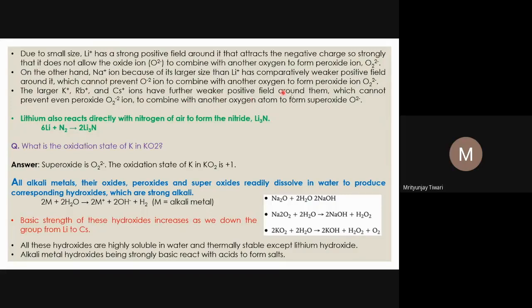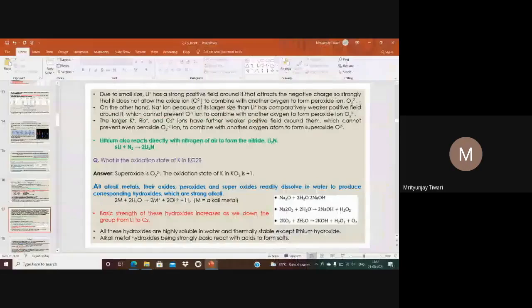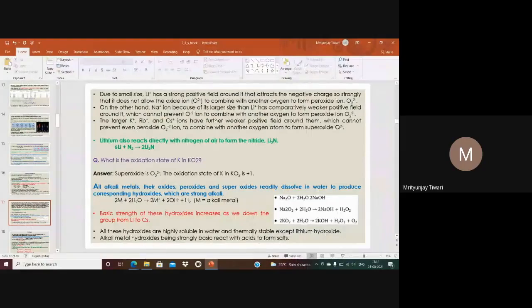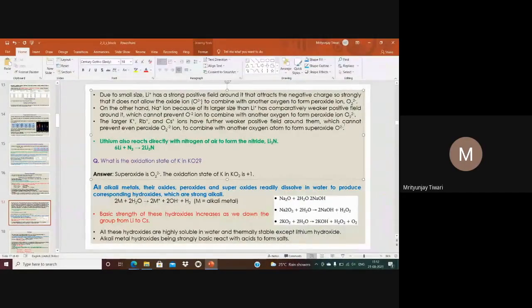In that case, what will happen? They cannot even prevent the O2 minus ion from combining with oxygen atoms to form superoxides. Superoxides. This is O2 2 minus, sorry, so this is a mistake here. This is the superoxide.